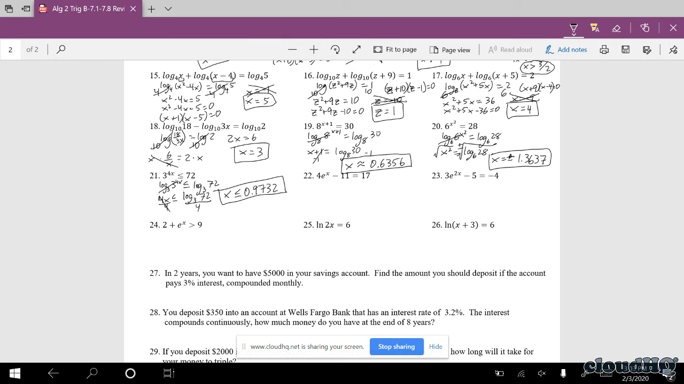Number 22, I need to add the 11 over first. Divide by 4. Natural log both sides. That way the ln cancels out the e, so I get x is equal to ln of 7. You can plug that in your calculator, and we see that x is about 1.9459.